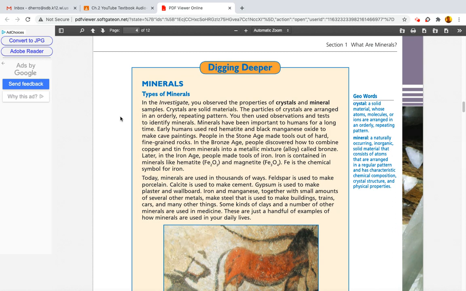Early humans used red hematite and black manganese oxide to make cave paintings. People in the Stone Age made tools out of hard, fine-grained rocks. In the Bronze Age, people discovered how to combine copper and tin from minerals into a metallic mixture or alloy called bronze. Later, in the Iron Age, people made tools of iron. Iron is contained in minerals like hematite and magnetite. Fe is the chemical symbol for iron.